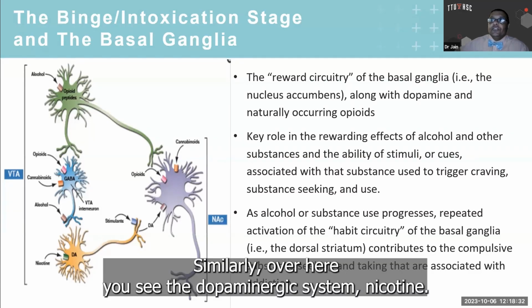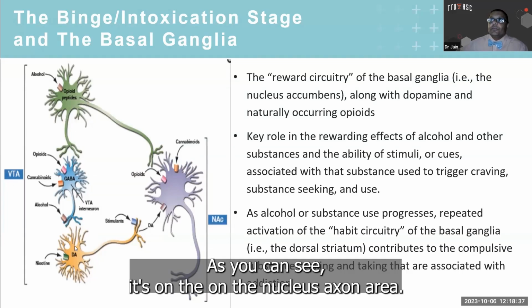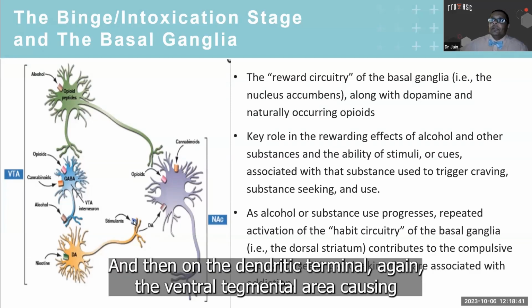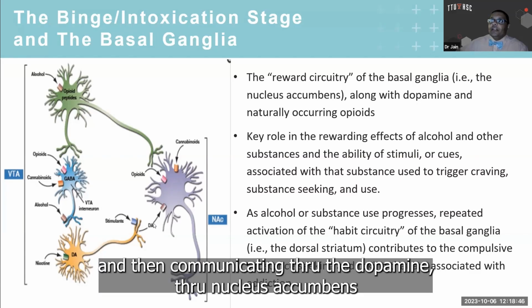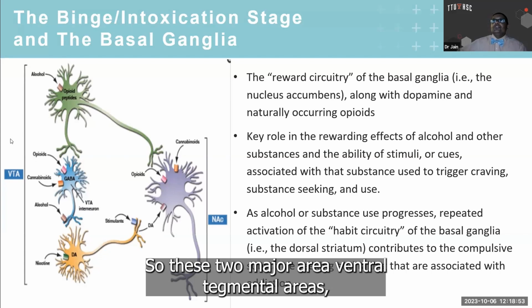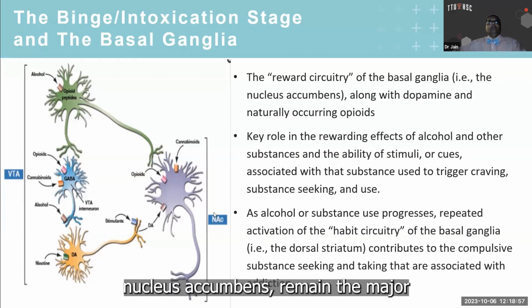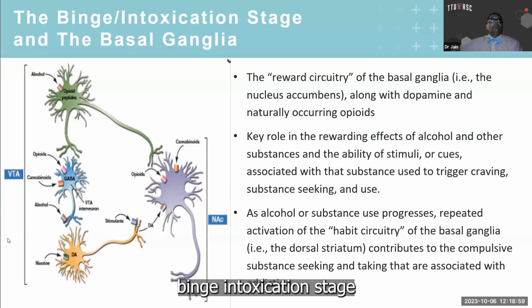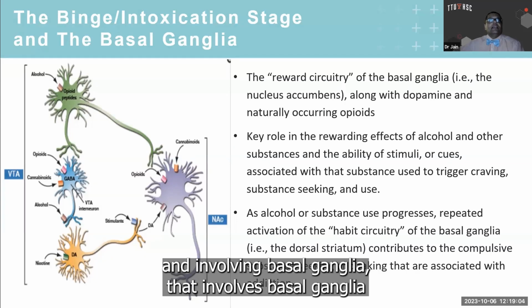Similarly, over here, if you see the dopaminergic system, nicotine, as you can see, acts on the nucleus accumbens area, and then on the dendrite terminal, again in the ventral tegmental area, communicating through dopamine to the nucleus accumbens. Again, same thing. So these two major areas, the ventral tegmental area and nucleus accumbens, remain the major areas of the binge intoxication stage, involving the basal ganglia.